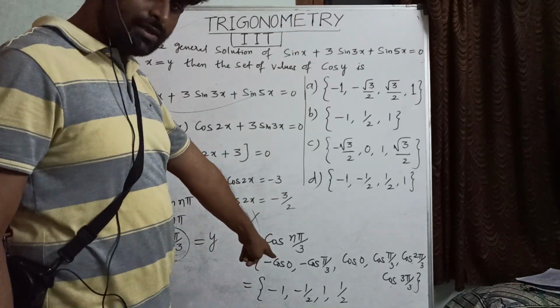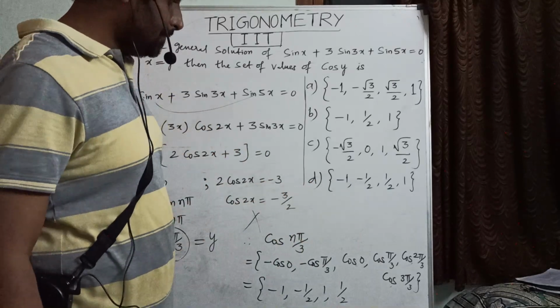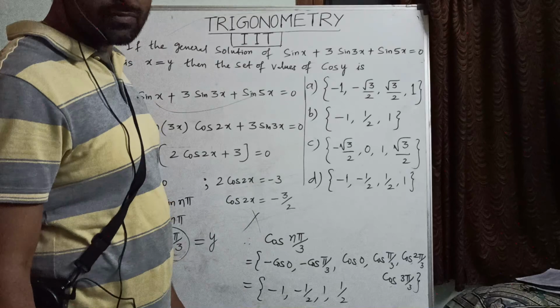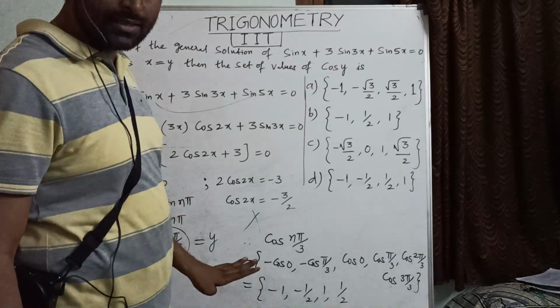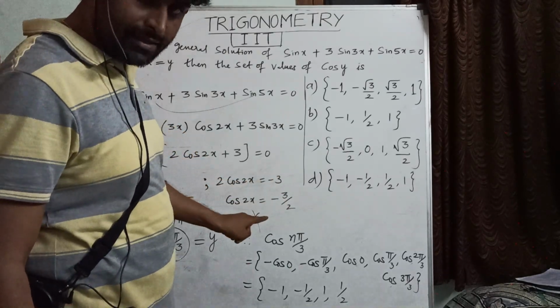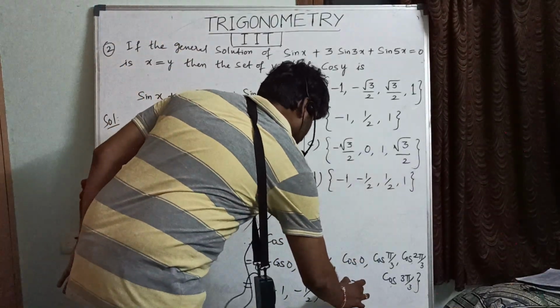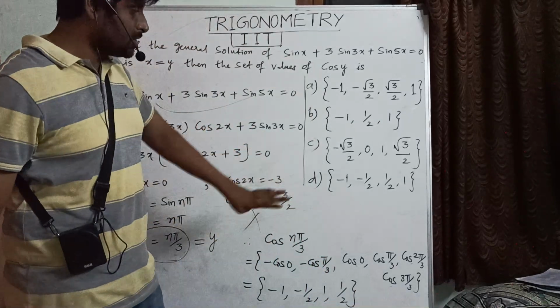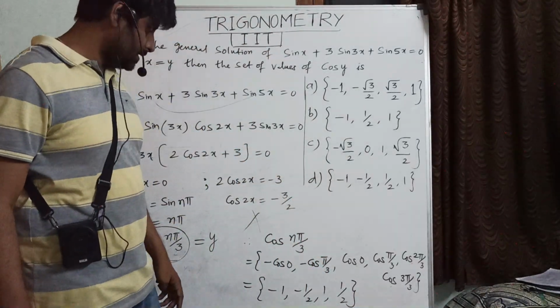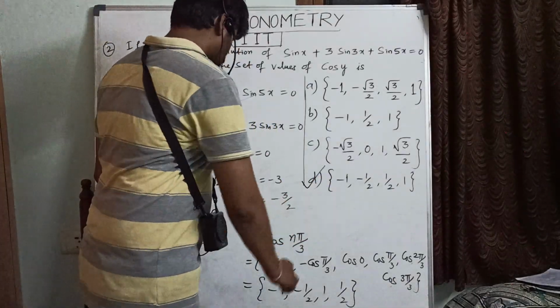Already I wrote. Correct. Now cos 3 pi by 3, the 3 gets cancelled there. Cos pi. What is cos pi? Cos 180, minus 1. I wrote there already. Okay, so are these possible values or not for cos y? Yes. So what is the correct option there? Option D is correct. Right? So hope you understood.